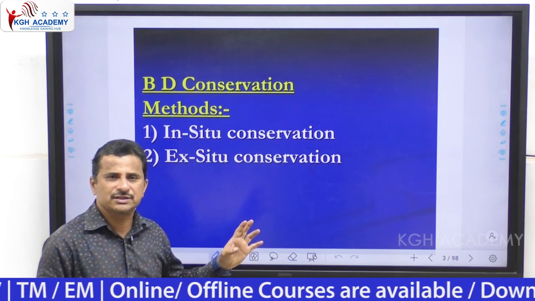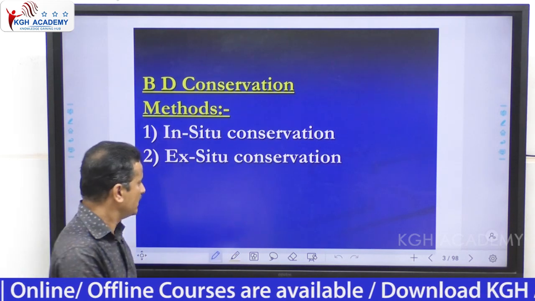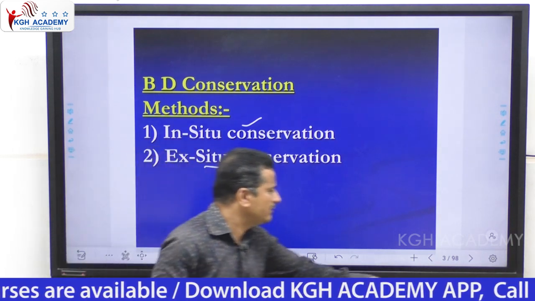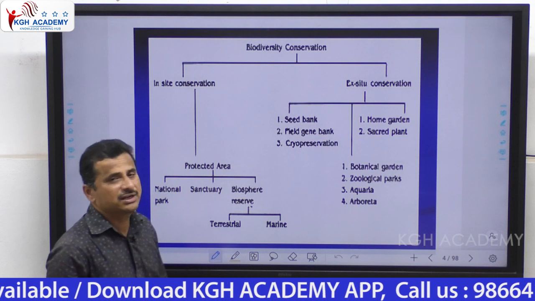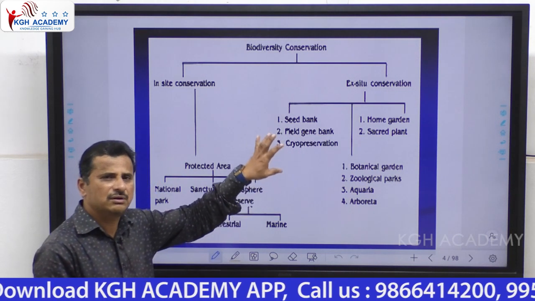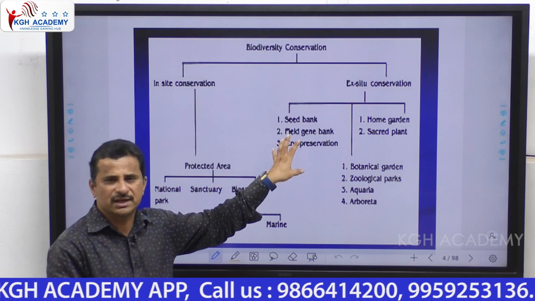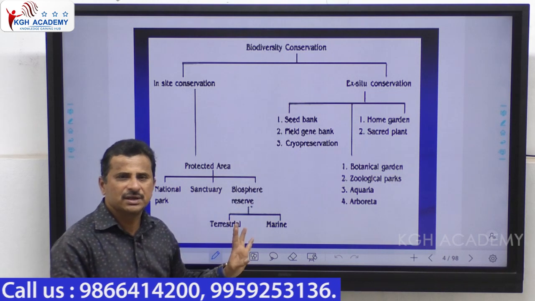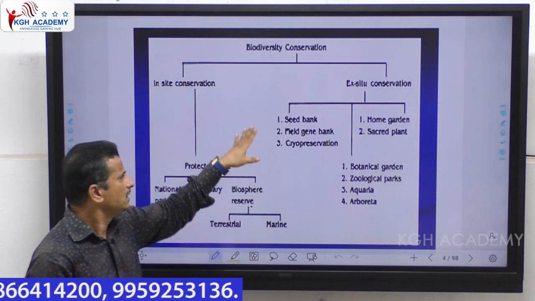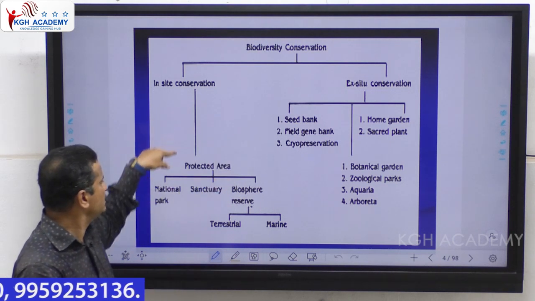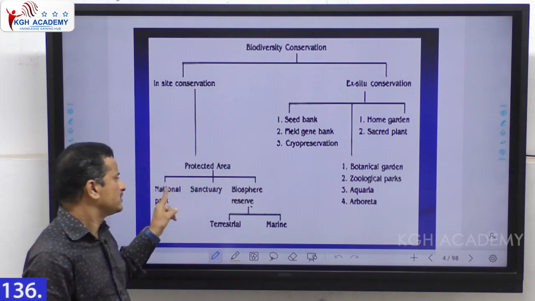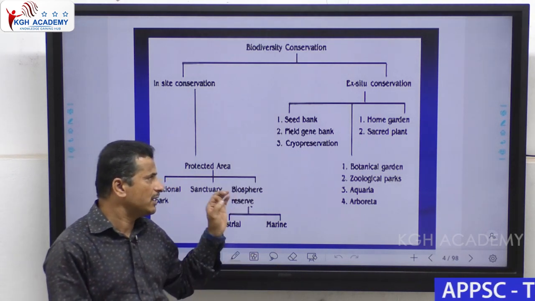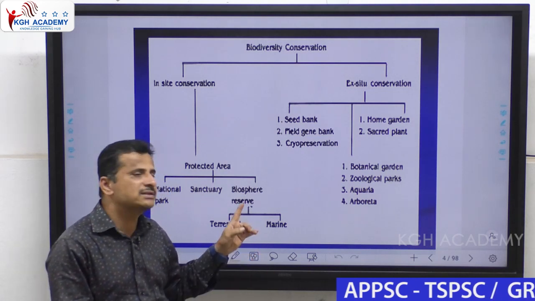Biodiversity conservation is possible by two methods: in situ conservation and ex situ conservation. Here we are discussing in situ and ex situ conservation clearly. Dear students, convert all this information into this type of flow chart, because in situ conservation has different types, and ex situ conservation has different types. For example, in situ conservation includes national parks, sanctuaries, and biosphere reserves, and ex situ conservation includes gene banks, cryopreservation, botanical gardens, zoological gardens, and so on.